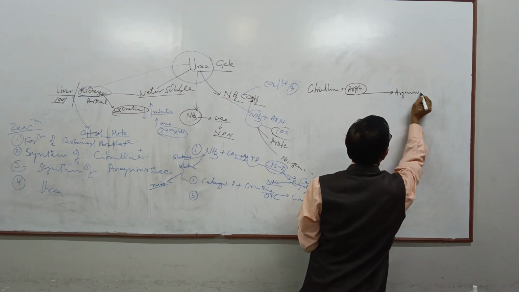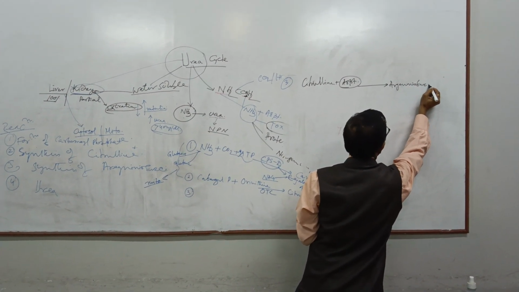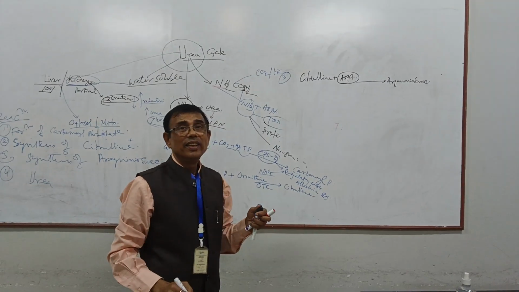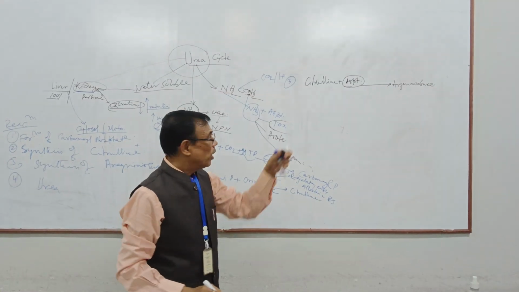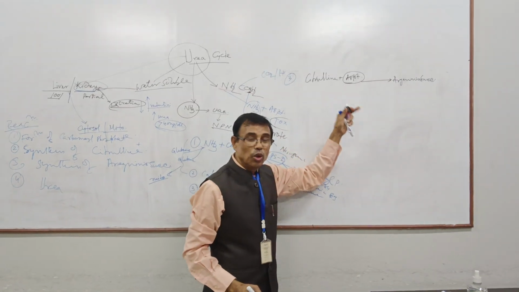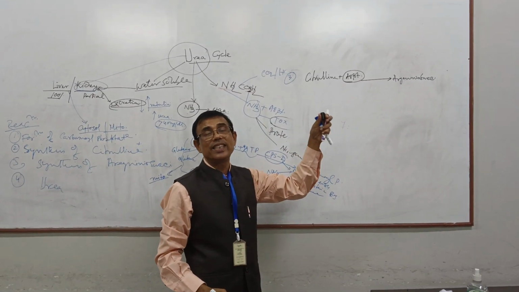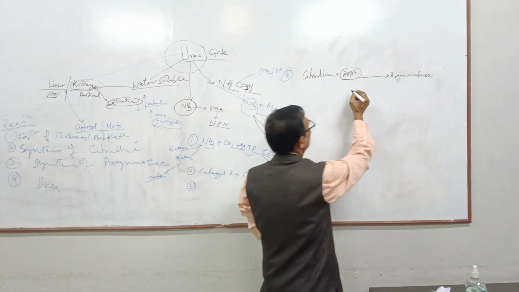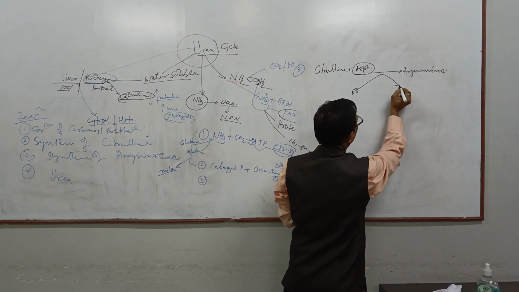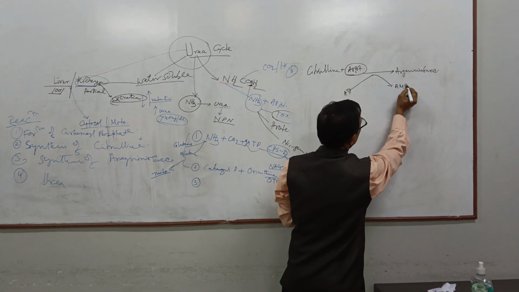Argininosuccinate. Clear? So what is that? Here is the enzyme. What is the product? Argininosuccinate. So this enzyme is known as argininosuccinate synthetase. Here we also need one molecule of ATP. It is converted into AMP plus inorganic pyrophosphate.